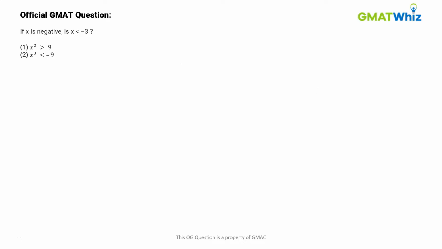In this question, we are given that x is negative. Now, x can be an integer or a fraction. So, do not assume that x is an integer. If nothing about x is given, x is probably a real number. We have to check if the value of x is less than minus 3.